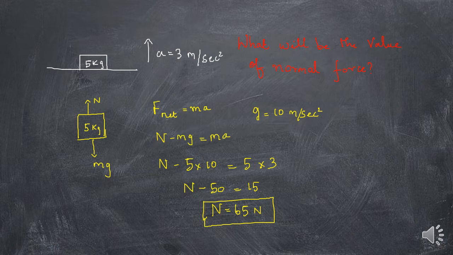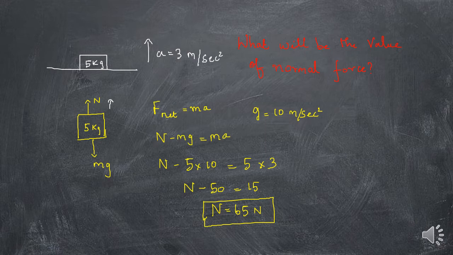So I have to find the value of the normal force. First, let me construct a free body diagram. I have just taken a block and marked 5 kg. We always know the normal force is the force which acts perpendicular to our object. So the normal force is in the upward direction, and similarly there is a gravitational force mg in the downward direction. So we need to find the normal force, right?